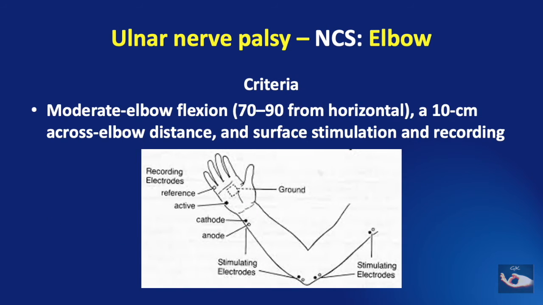For the elbow, the nerve conduction study is done with the elbow kept in moderate flexion of about 70 to 90 degrees from the horizontal, and a 10 cm distance across the elbow is measured, and this is done using surface stimulation and recording.